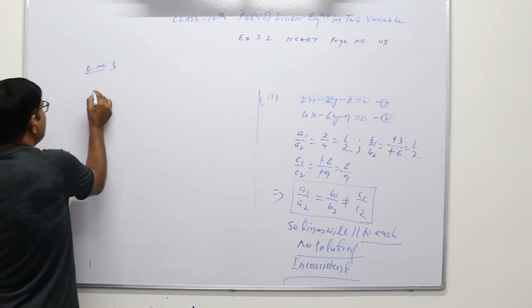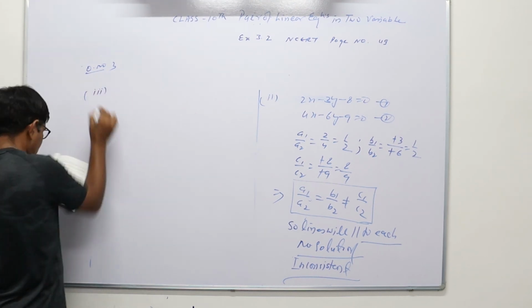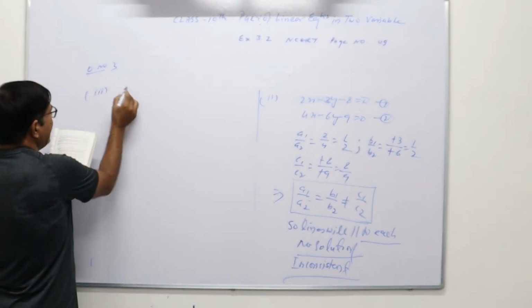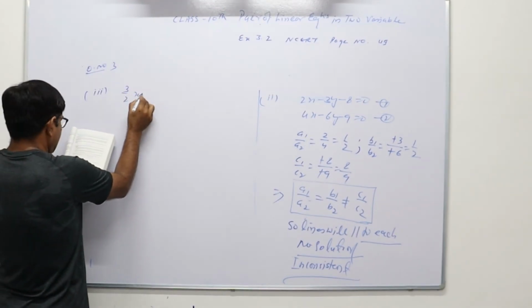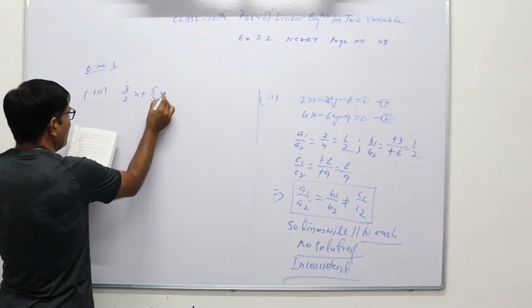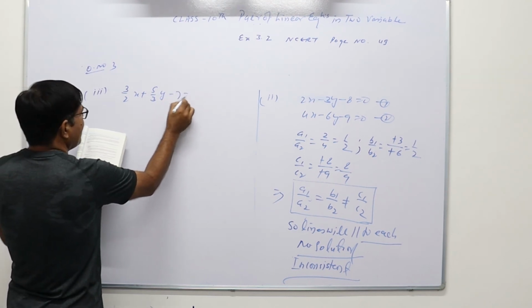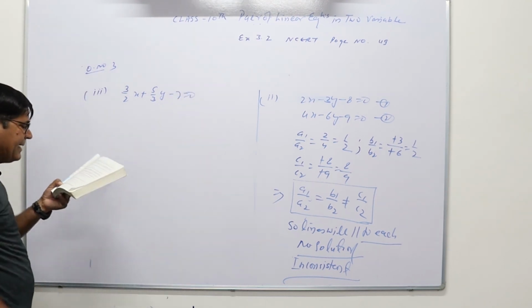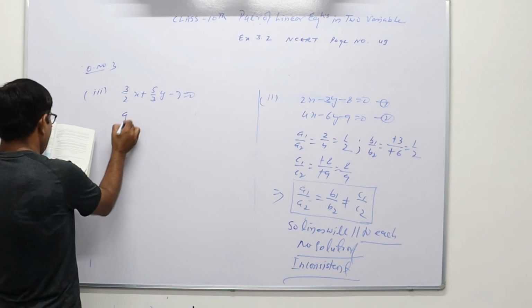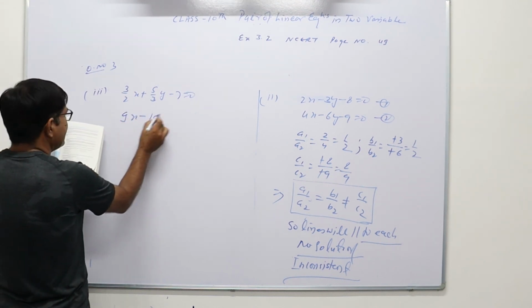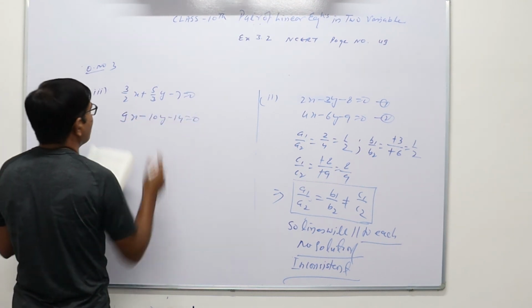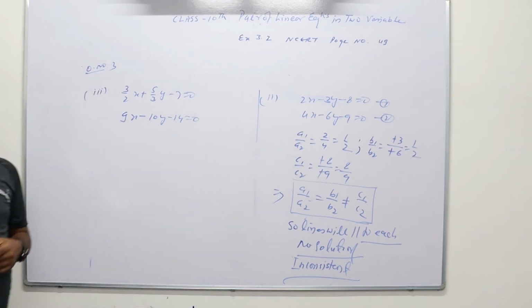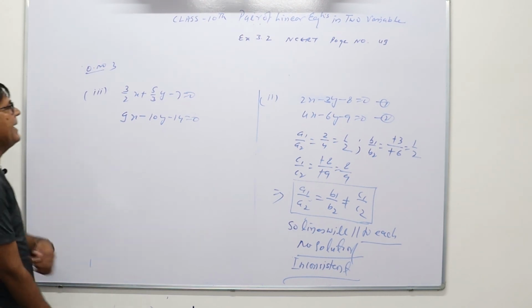The third part of question number 3. Question को ध्यान से लिखिए. Third is 3 by 2 of x plus 5 by 3 of y minus 7 is equals to 0. I am writing directly in standard form. Second one is 9x minus 10y minus 14 is equals to 0. So directly भी compare कर सकते हैं. Otherwise you can take the LCM.